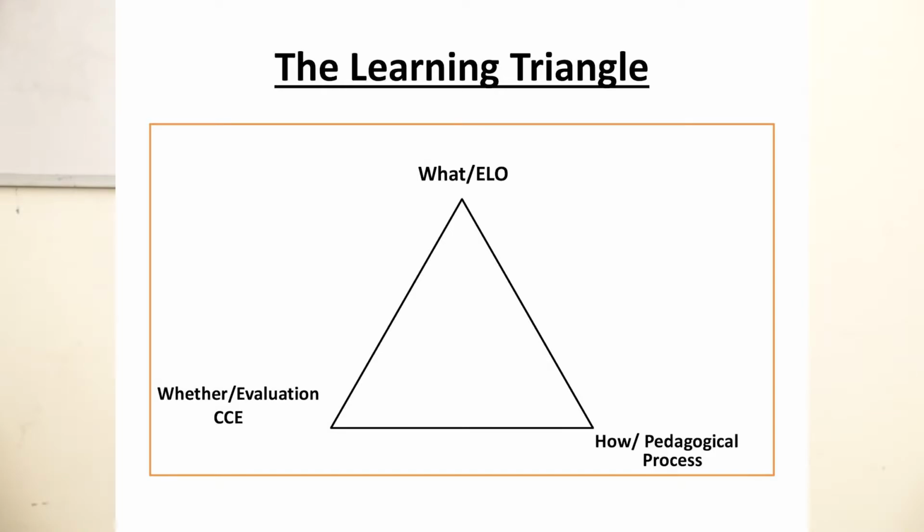Now, as we see in the slide, there is a learning triangle which plays a pivotal role in the learning process, in the classroom process. In the triangle, we can see there are three basic components of learning. The one is ELO, that is the expected learning outcome. The second one is the pedagogical process, and the third one is evaluation. Each component is preceded by a WH word. The first one, the expected learning outcome, has the WH word what. The second point has the WH word how, with the pedagogical process. And the third point, evaluation, has another WH word, that is whether.